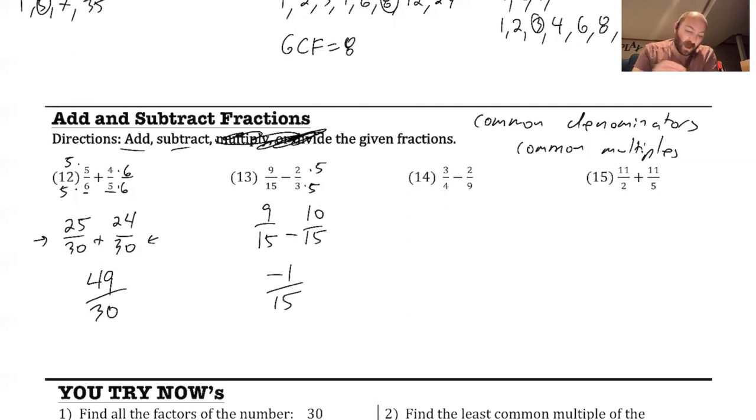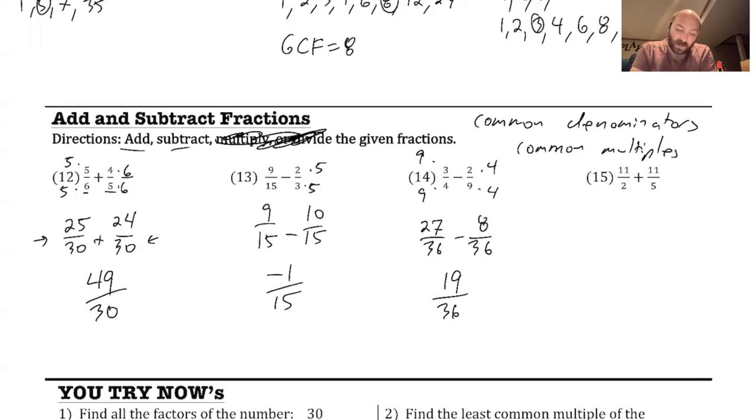4 and 9. The smallest denominator there is going to be just multiplying them by each other. I'm going to get 36 in both cases there. So 9 times 3 is going to give me 27. And then 2 times 4 is going to give me 8. So we've got 27 minus 8. That should be 19. Yeah, 19 over 36.